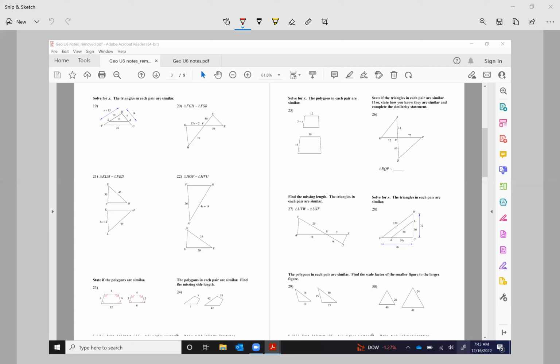Find the missing length. The triangles in each pair are similar. So I already told you the triangles are similar. Now, what we're going to be doing, I'm going to look at one side of my triangle. I'm looking at the side that is all numerical. I see the big side is 121, and I see a small side there is 44. So I'm going to subtract those two values. 121 minus 44, I get 77. So then I'm going to say this side right here is 77.